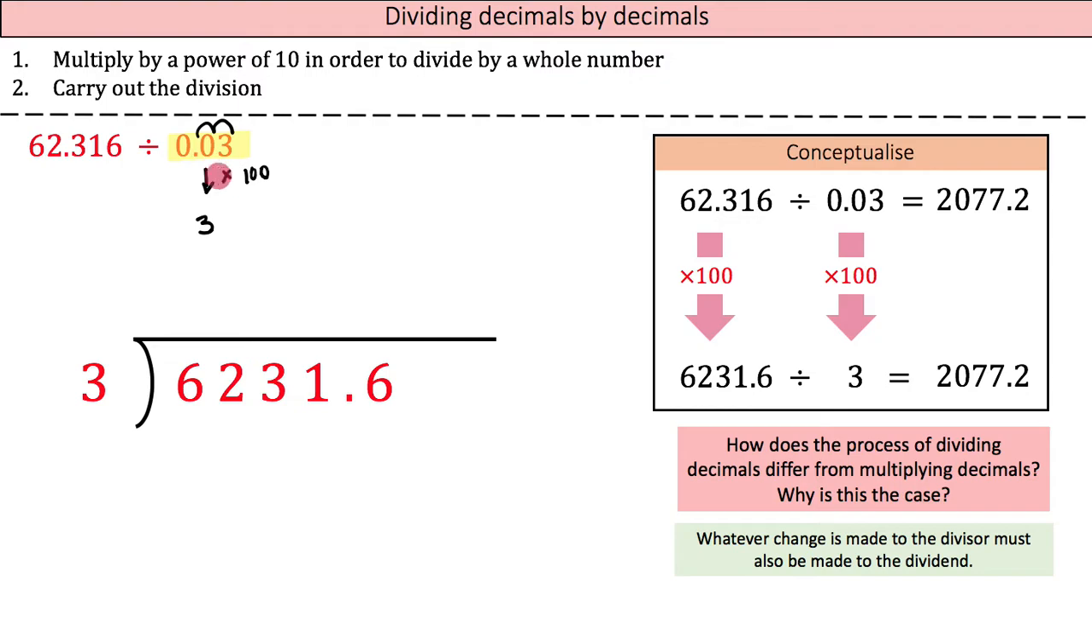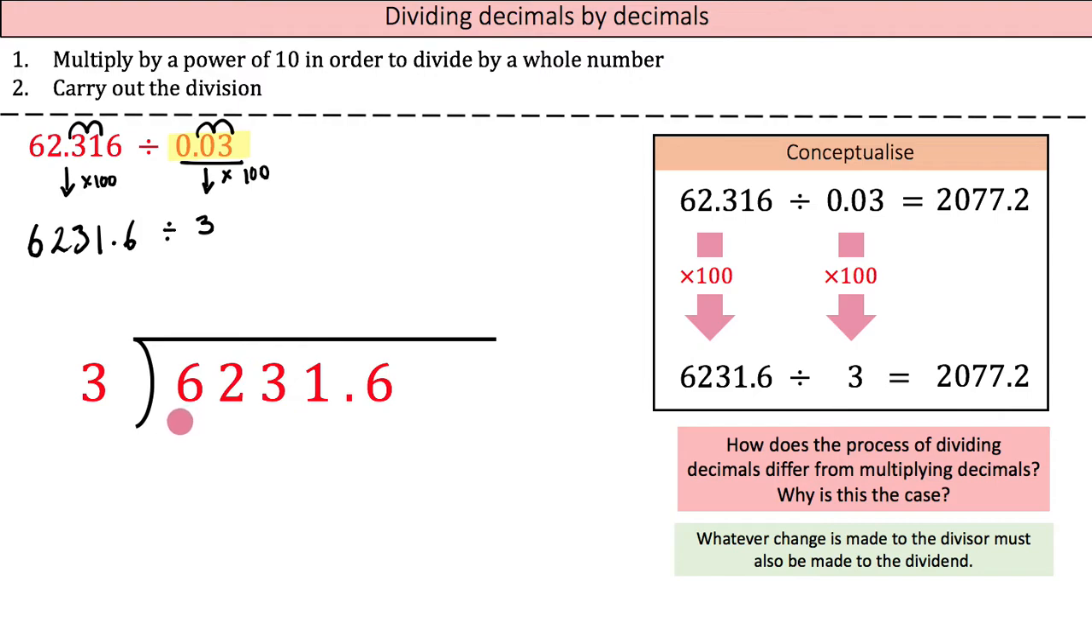Now, whatever I do to this, I'm also going to have to do to this as well. So I'm going to times this by 100. And by doing that, I'm going to move this across. So I'm going to get 6231.6. So these now are going to divide by each other. So what I've done here is I have made sure that my divisor is a whole number. And I've therefore multiplied by something in order to get it as a whole number. And whatever I did to my divisor, I do to my dividend. So I'm doing the same thing there.